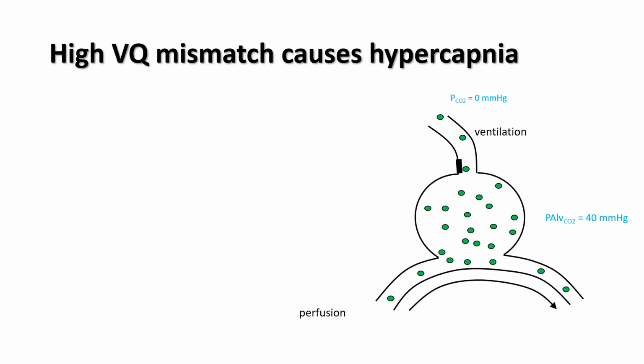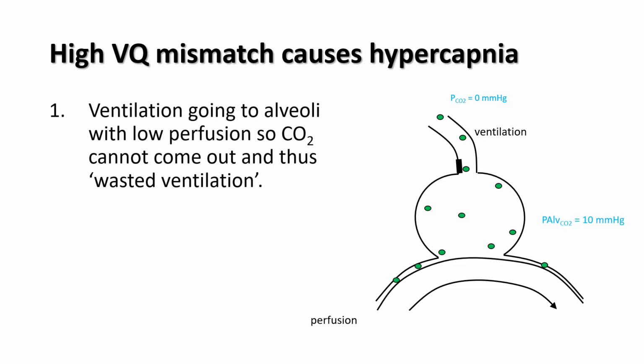Alveoli with high VQ mismatch cause hypercapnia. If your perfusion to these areas drops, the amount of CO2 that can be blown out decreases. So in fact, all the ventilation that is going into these alveoli is wasted ventilation.